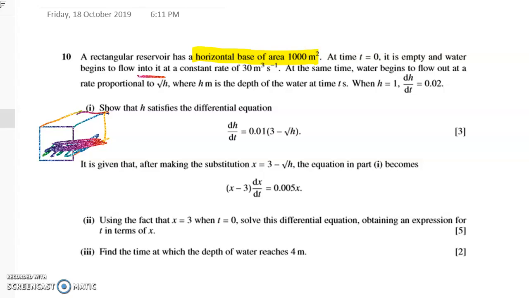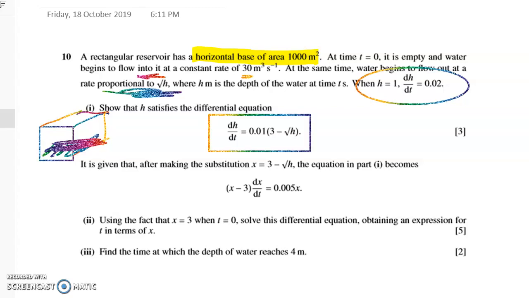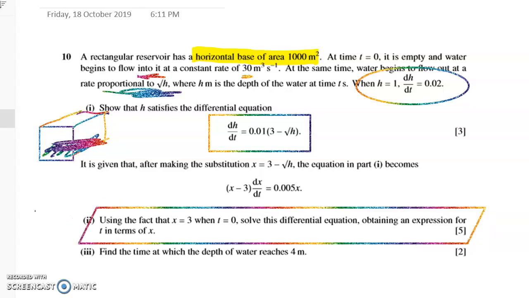Water begins to flow into it at a constant rate of 30, and at the same time water flows out at a rate proportional to root h. And when h is 1, dh by dt is 0.02. We have to show that h satisfies this differential equation. Then we're going to solve that DE down here and get an expression for t equals. Lastly, we're going to figure out when the depth of water is 4 metres.